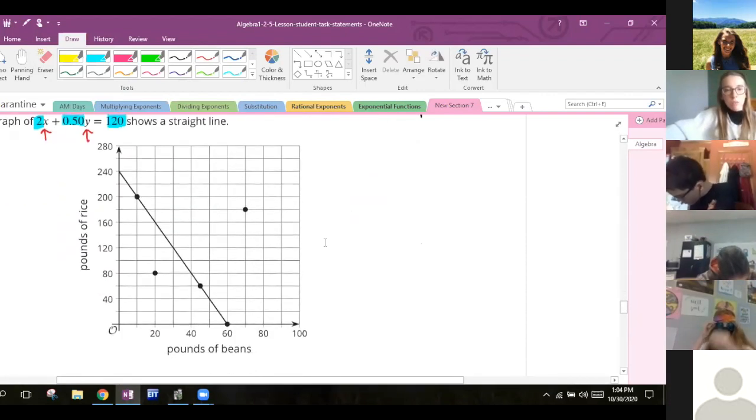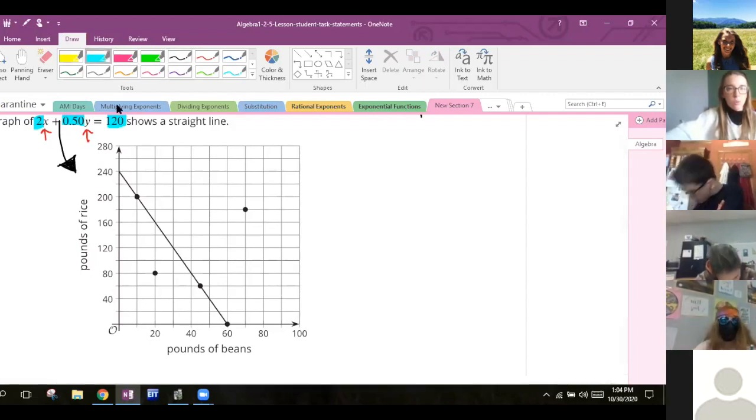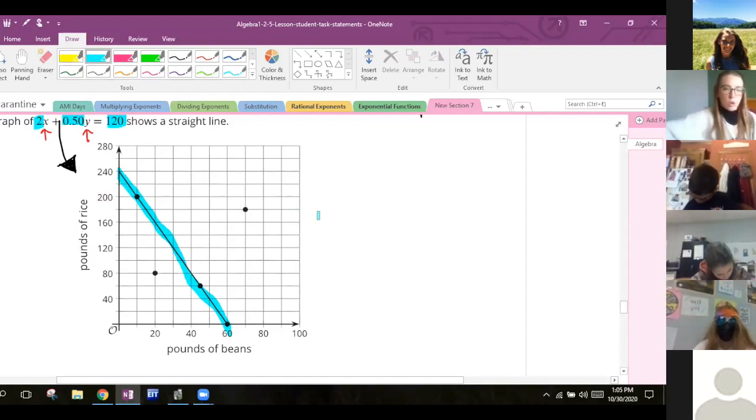Okay, so they use this graph to represent this equation. So we know that this line is that 2x plus 0.5y equals 120. So what do we already know is true about these values right here? What do we know is true about those? They're solutions, good. And we know that because they're on the line.